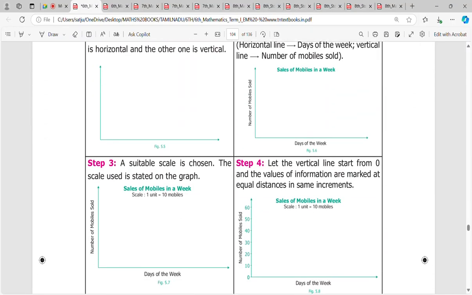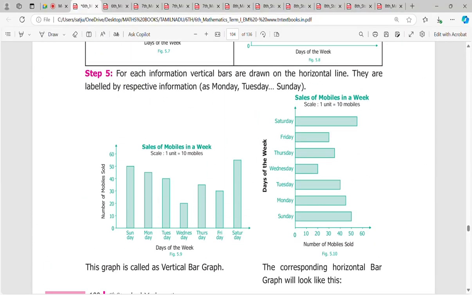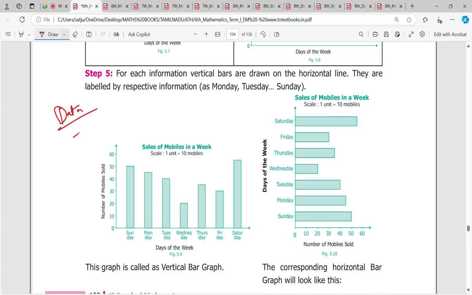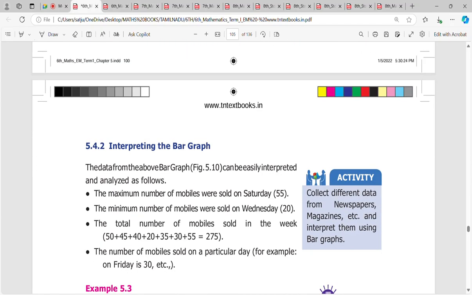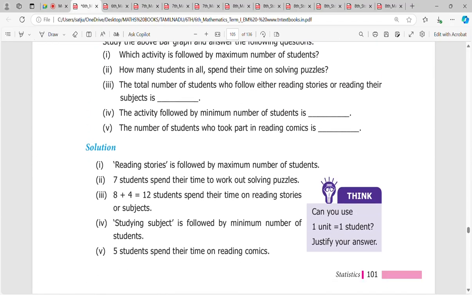Because why I'm stressing on the mensuration means, guys, go through this and have an idea about data interpretation. So when you are doing data interpretation, this kind of bar chart, horizontal bar chart, vertical bar chart, the unit plays a very vital role. Go through those units also.